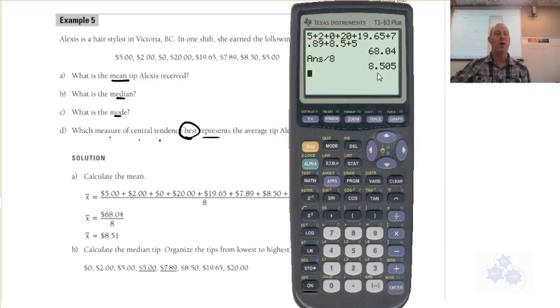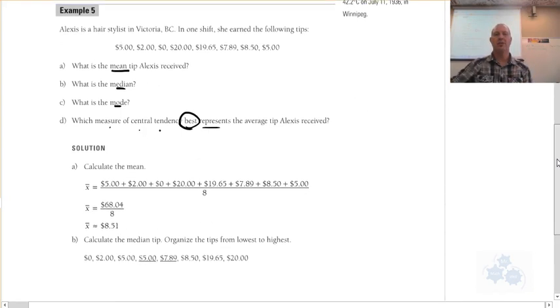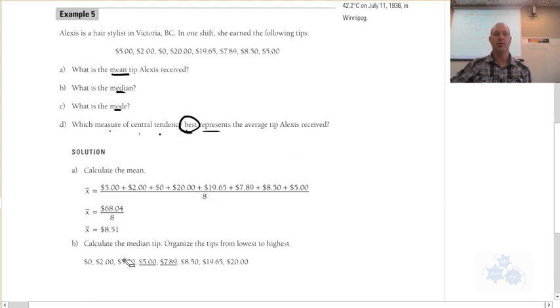8.505. So that's going to be rounded to the nearest cent, right? We're talking about dollars and cents, so let's round it to the nearest cent. That's 8.51. Okay, and here they go right here on the solution. They actually show that for you. So we've done this, and it's 8.51. Okay, so again, this is just an example, so I won't do everything from scratch. I'll just walk you through the solution that's given here.